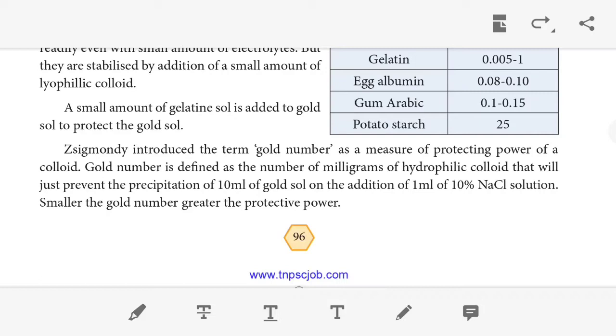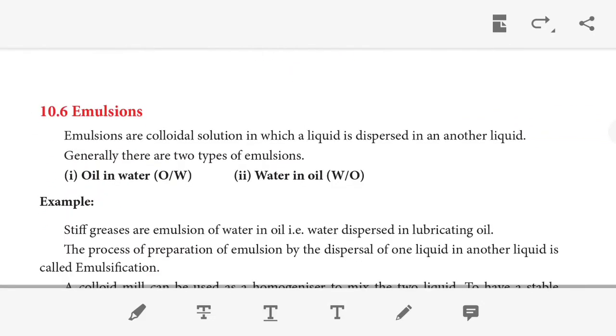The gold number is defined as the number of milligrams of hydrophilic colloid that will just prevent the precipitation of 10 ml of gold sol on the addition of 1 ml of 10% NaCl solution. So the smaller the gold number, the greater the protective power. Here the gelatin gold number is 0.005 to 0.01, egg albumin 0.08 to 0.10, gum arabic 0.1 to 0.15, potato starch 25. Okay.